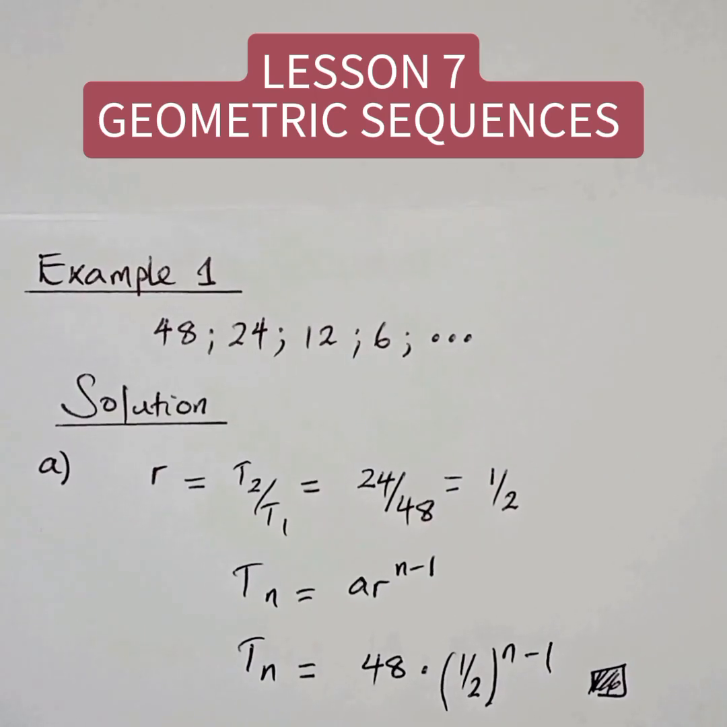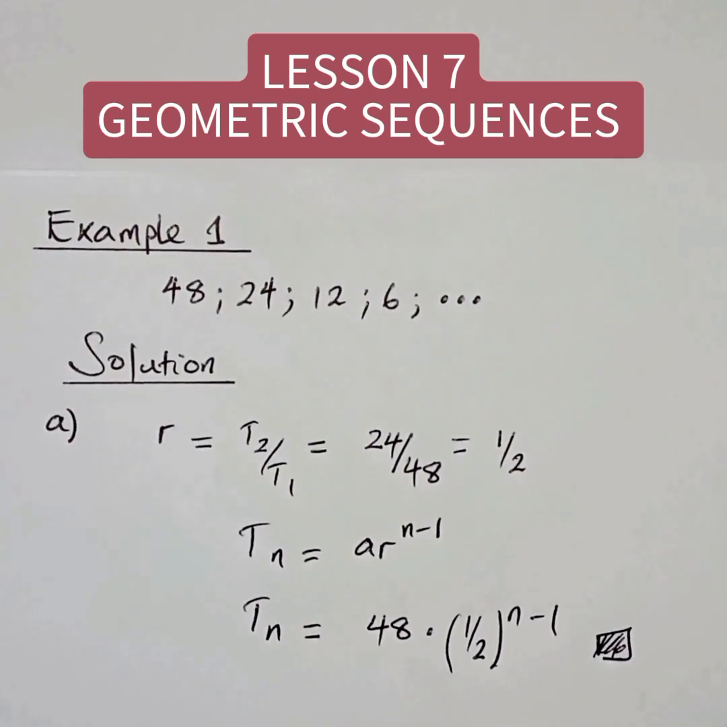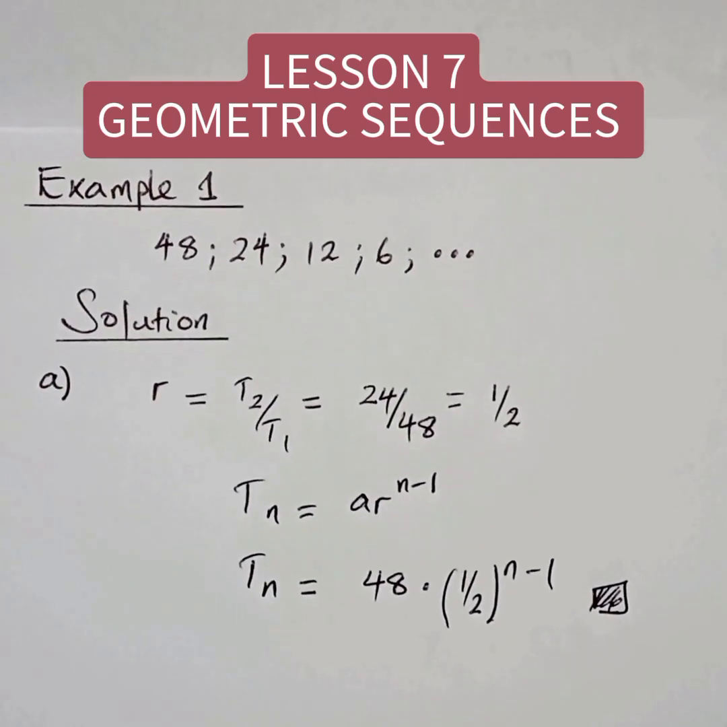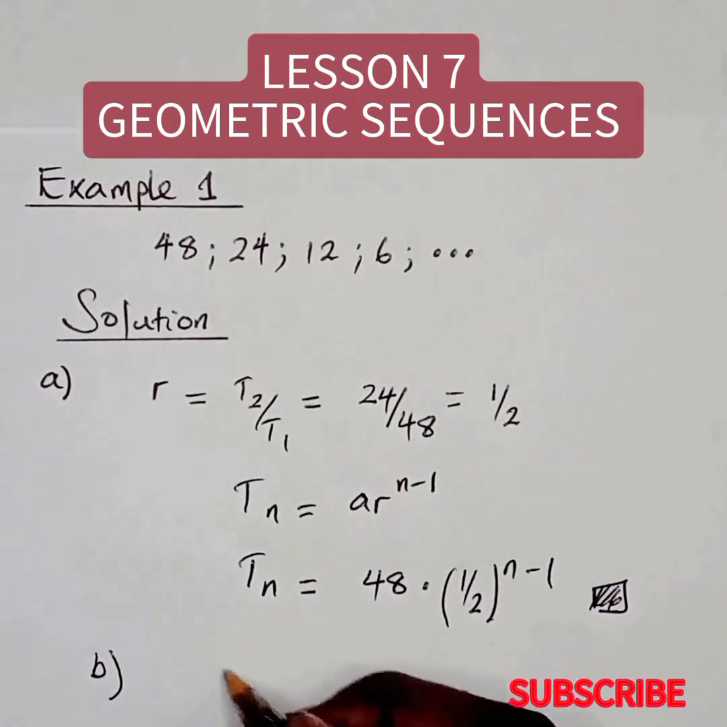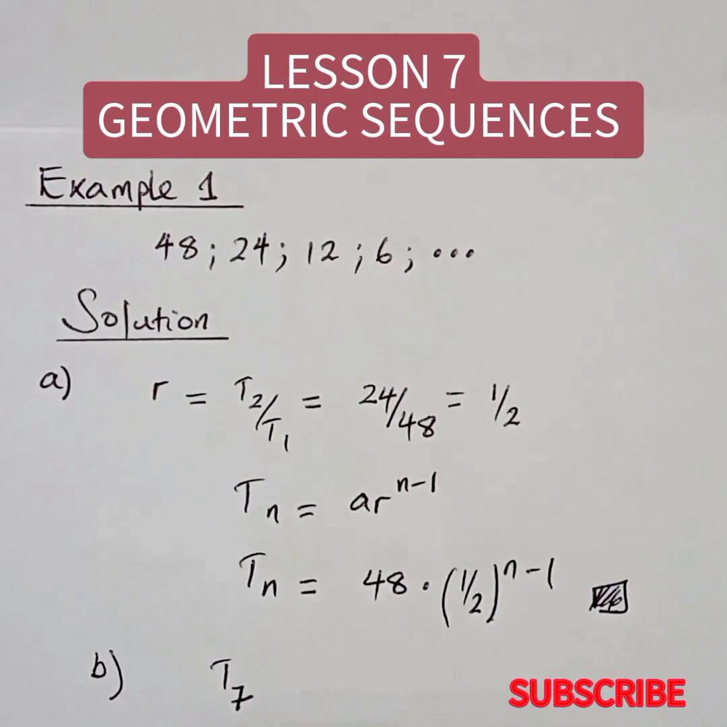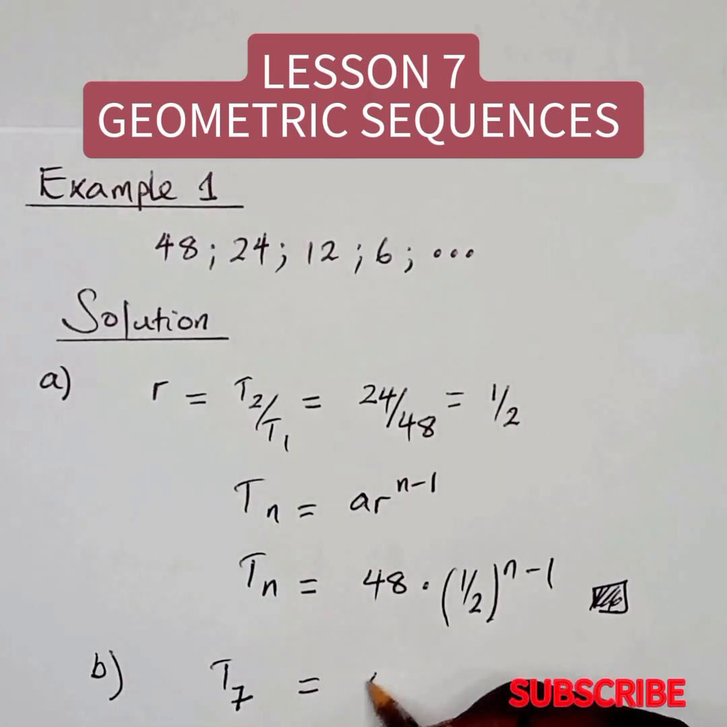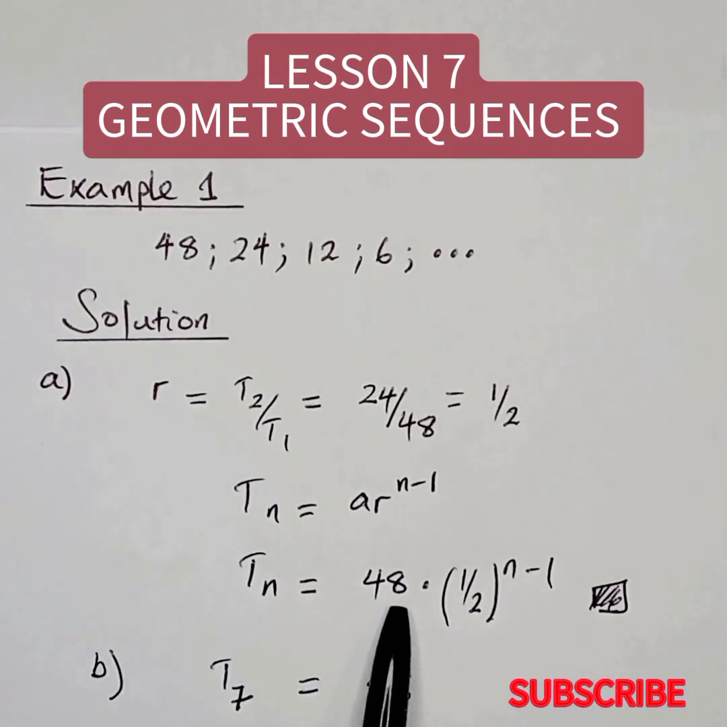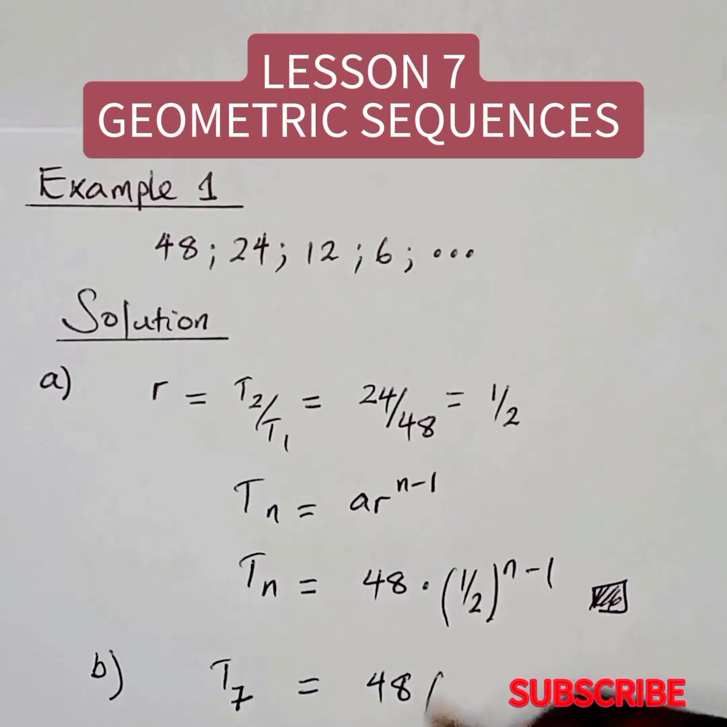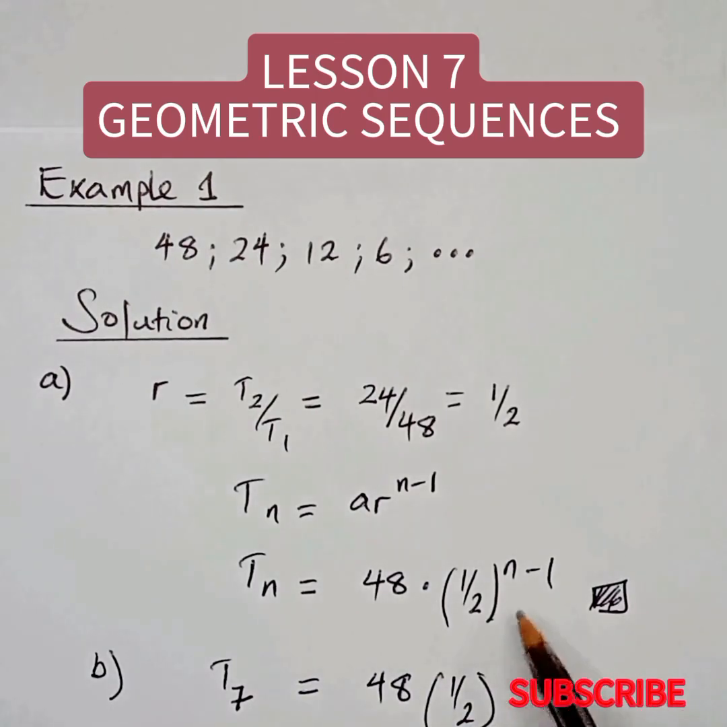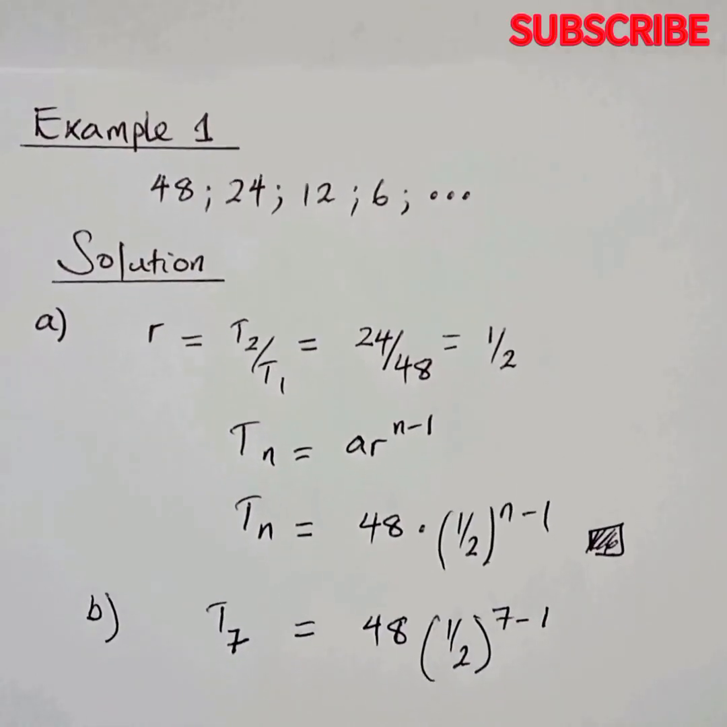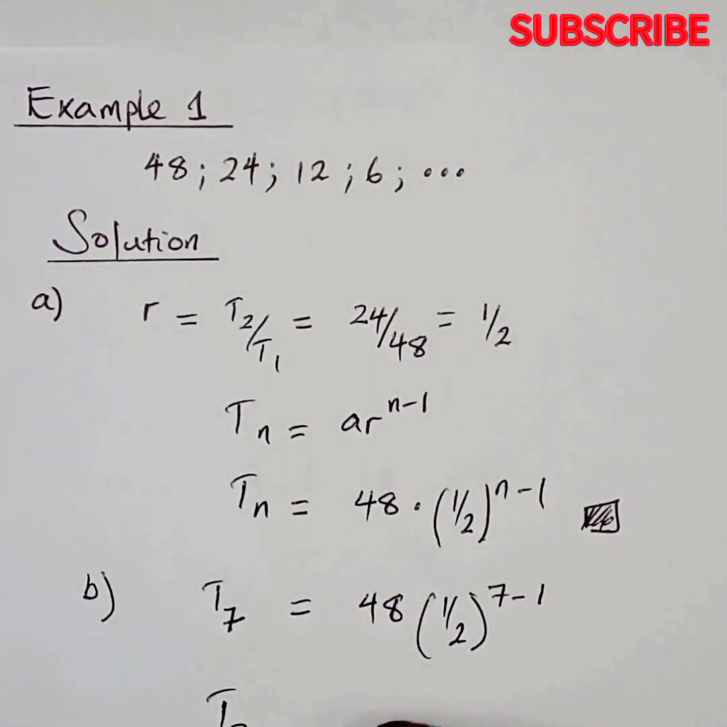Now let's look at part B of the example. We are looking for the seventh term of this sequence. All right. So in other words, we are looking for T7. Now we are going to say T7 is equal to 48, by using this general term for this particular sequence, multiplied by 1 over 2 to the power n, which is 7 in this case. So 7 minus 1. Then we are going to say T7, the seventh term, is equal to 48 times 1 over 2 to the power of 6.